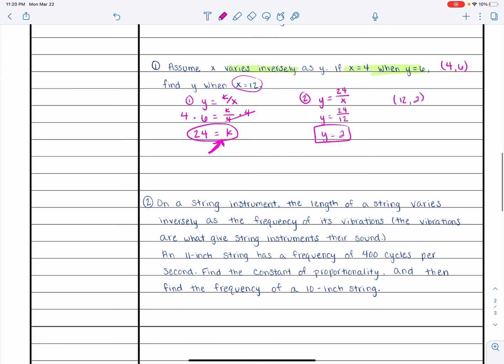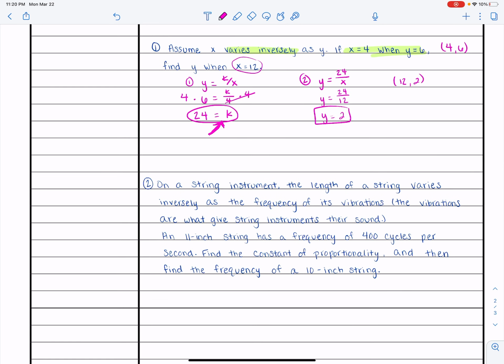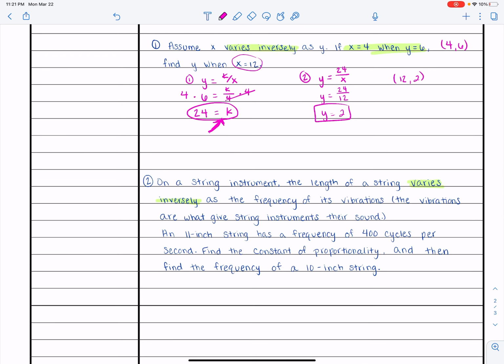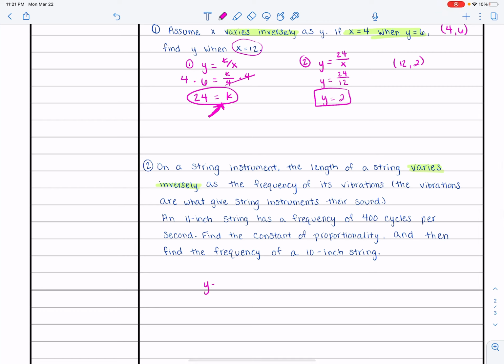Okay, this next question is kind of long and worded, but on a string instrument, the length of a string varies inversely as the frequency of its vibrations. The vibrations are what gives the string instrument their sound. So again, I have an inverse variation. So I know I'm dealing with the equation y equals k over x. First step. Okay, now, an 11-inch string has a frequency of 400 cycles.